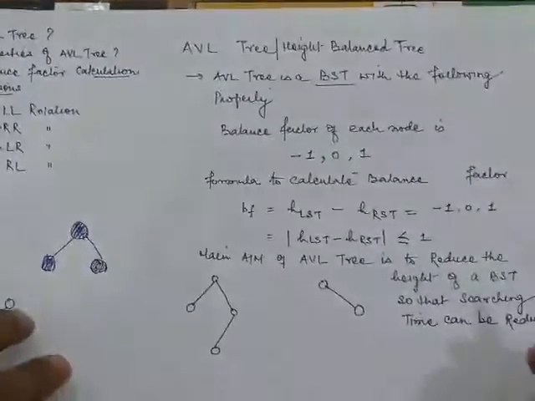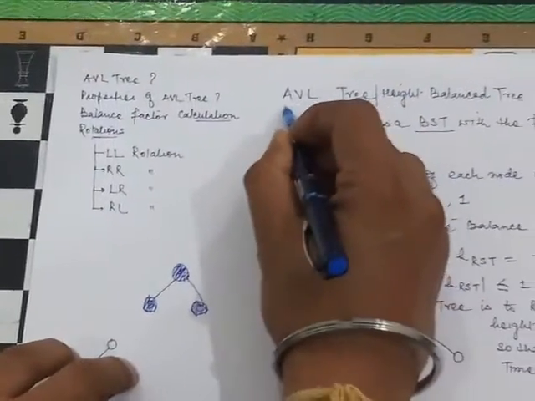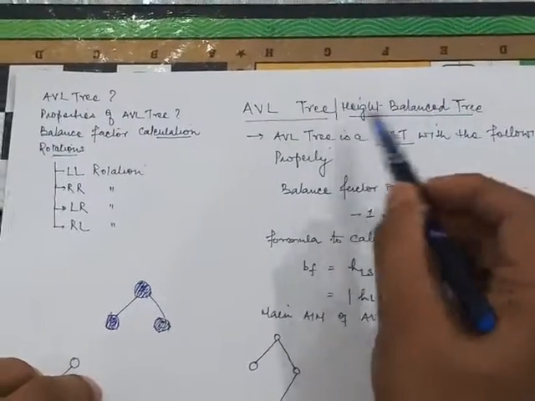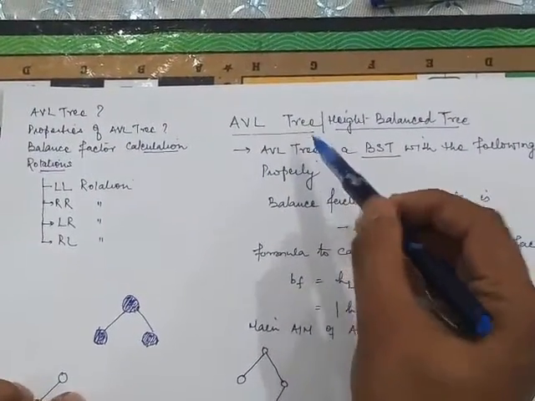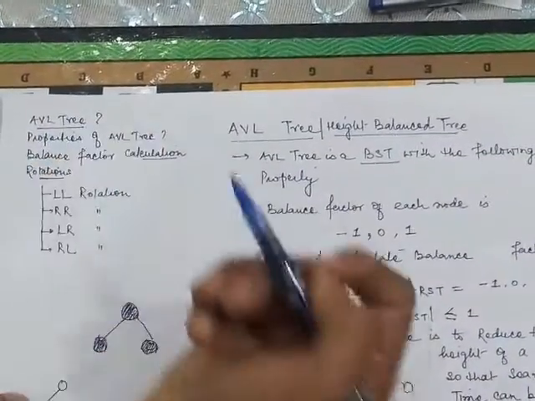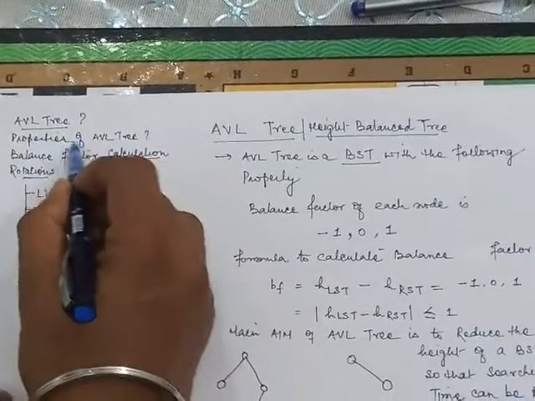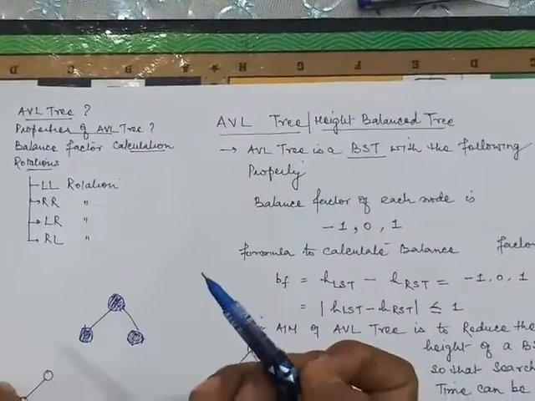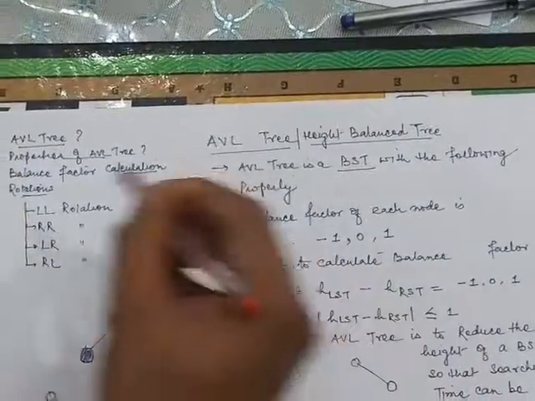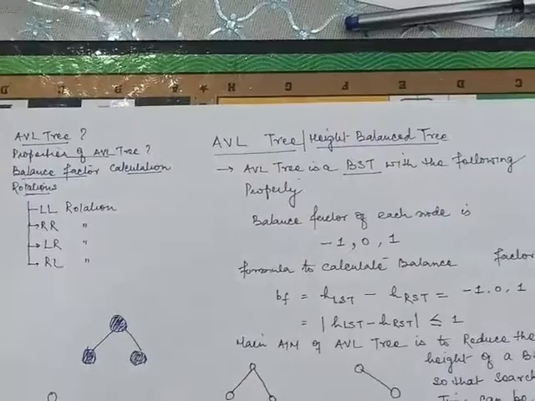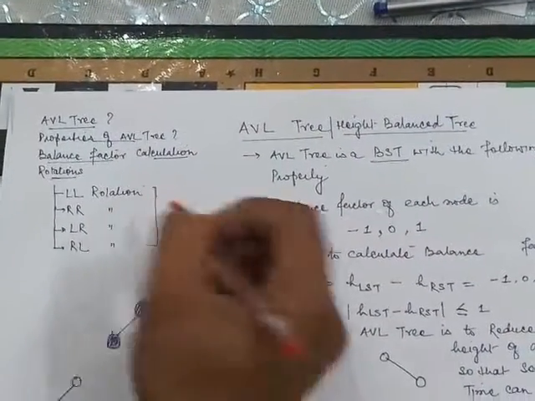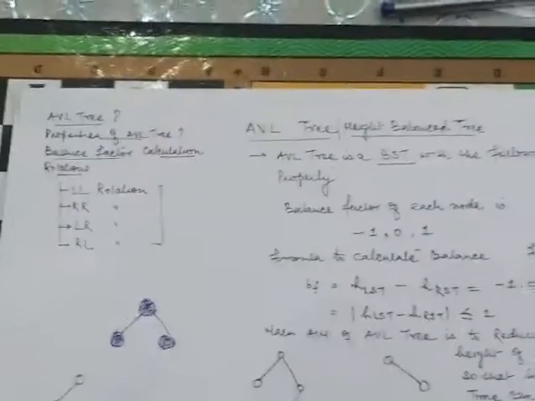Now, AVL tree is also called a height balance tree, or you can say it a AVL tree. In this video, we will discuss what is AVL tree, what is the property of the AVL tree that we have to follow, how to calculate the balance factor of a node, and what are the different rotations that we have to use to construct a AVL tree.